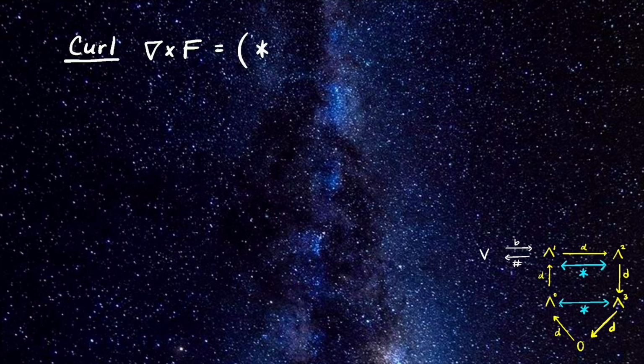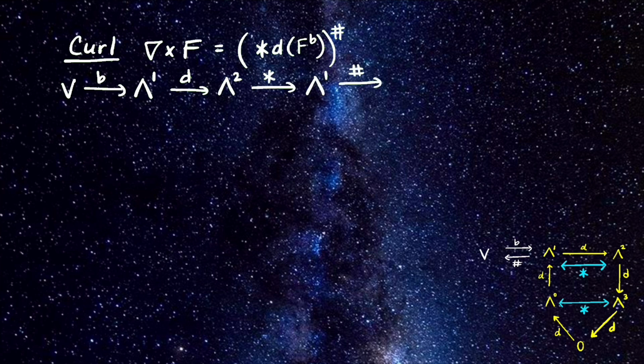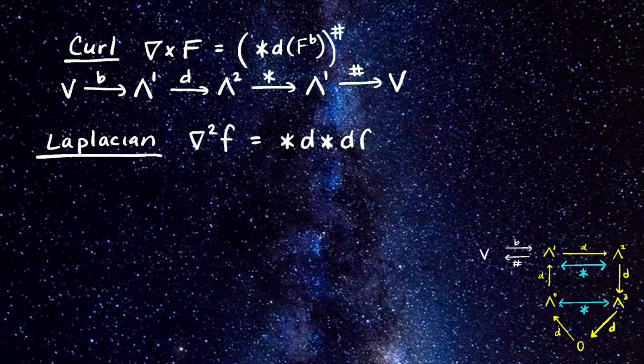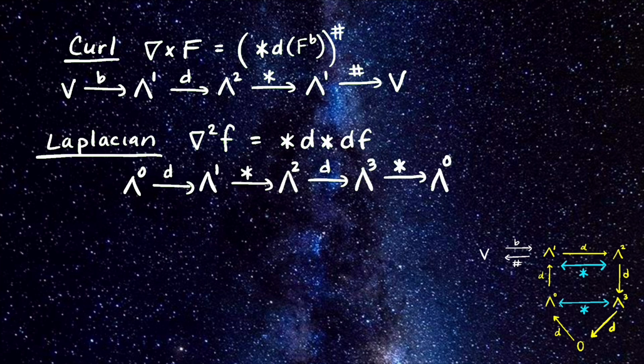The curl of some vector field capital F can be found with this mapping in our complex. So the vector field is flattened into a 1 form. We use the derivative to a 2 form, a Hodge star back to a 1 form, and sharpen it to a vector field. The Laplacian is found by starting at a 0 form to a 1 form, 2 to 3, back to a 0 form, alternating with the exterior derivative and the Hodge star operator.